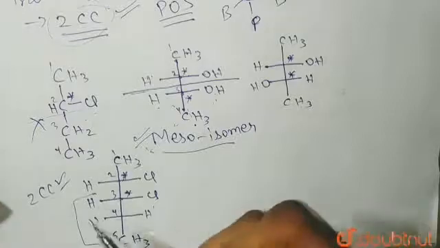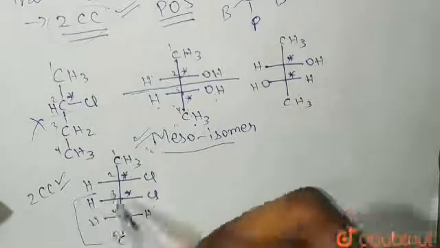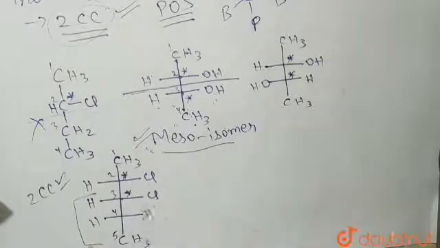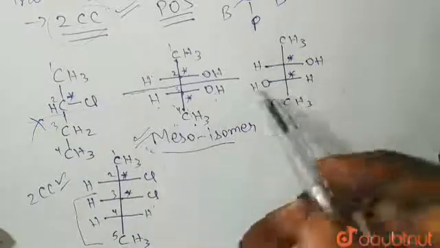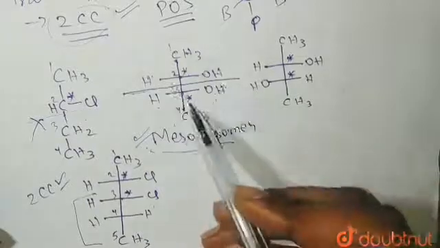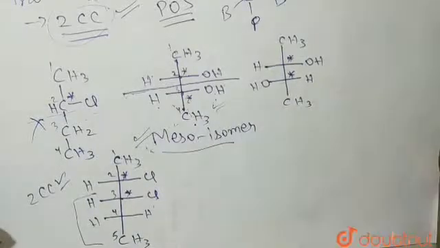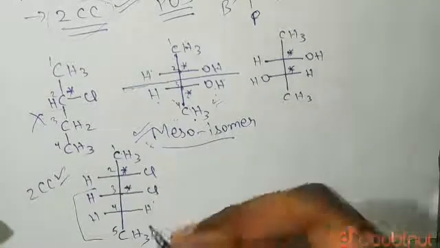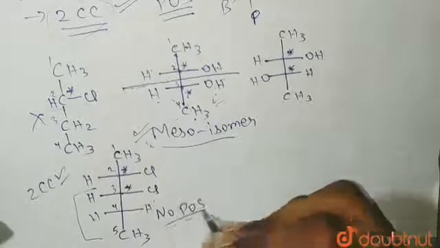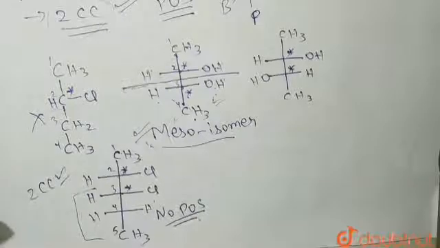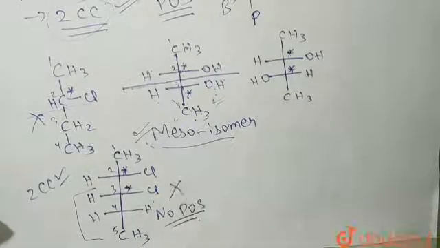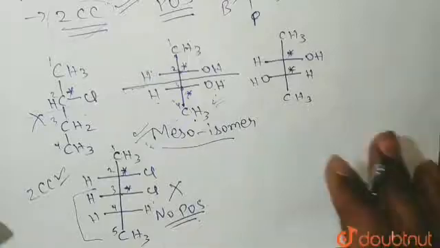Now, is there a plane of symmetry which can divide this molecule into 2 halves? No, there is no. What is plane of symmetry? Plane of symmetry is a symmetry which can divide the molecule into 2 equal halves. Here it was dividing the molecule into 2 equal halves. That's why this was a mesoisomer. POS was there. Plane of symmetry was there. Here, is there any symmetry? So if you see, there is no plane of symmetry. Because there is no plane of symmetry which is dividing this compound in 2 equal halves, that's why this compound is not a mesoisomer.